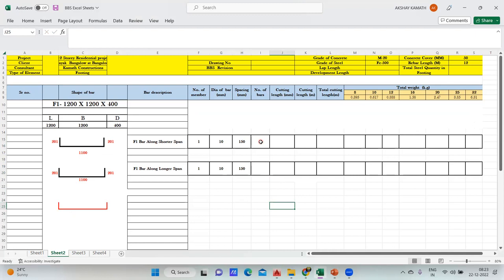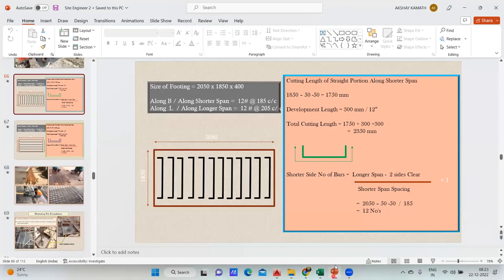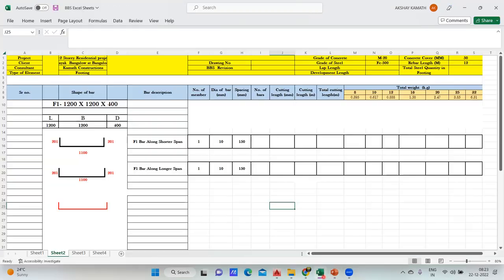How do you find the number of bars? So that is very important. Already in this manual calculation, I taught you how to find the number of bars. See, if I want to find the bars along the shorter side, I need to take the longer span minus two sides the cover, divide by the shorter span spacing plus one, isn't it? The same thing we'll do here. But here, how shall I do that?